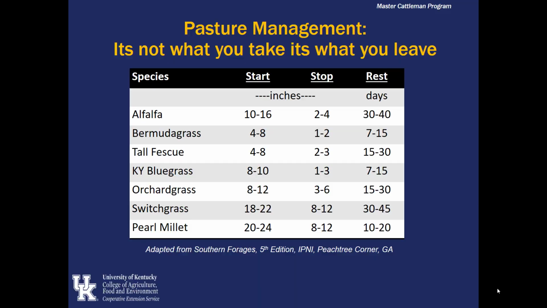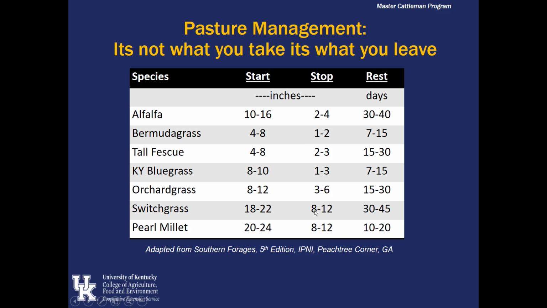So as a way of backing up just a little bit and reminding you of what we've already talked about, with pasture management, it's not what you take, it's what you leave. This is a table from your Southern Forage textbook of some of the major forages that we might use. Particularly take a look at alfalfa, bluegrass, orchard grass, and so on. And we've got estimated or recommended starting heights and stopping heights, and how many days of rest that we need to give it. And we want to pay close attention to that. How is that height there at the end? We call that the residual height.